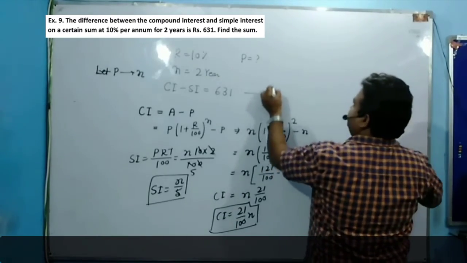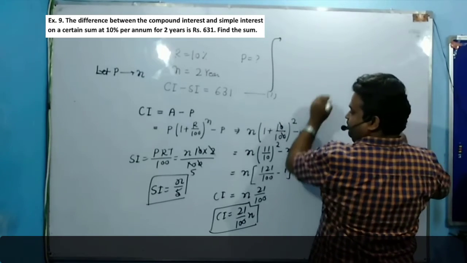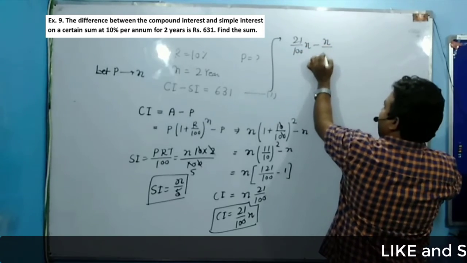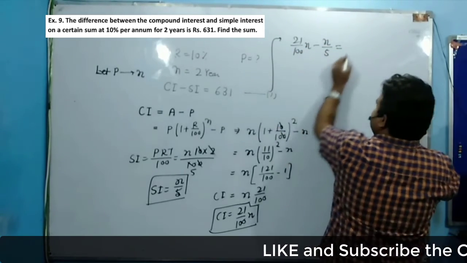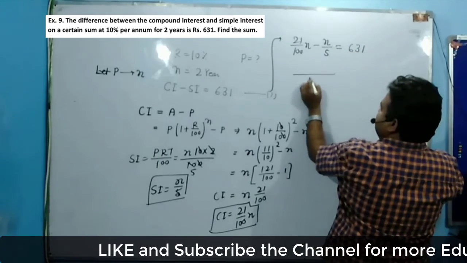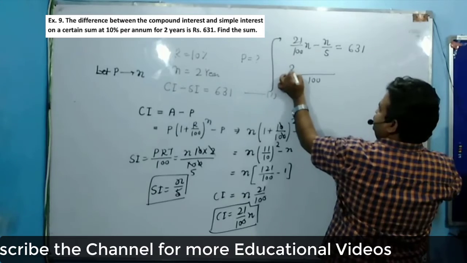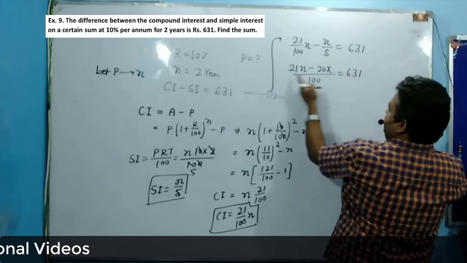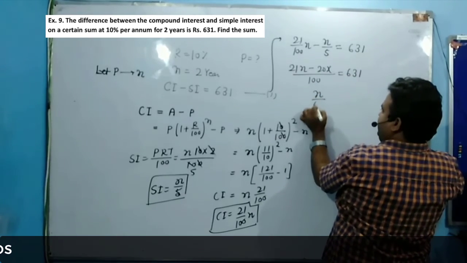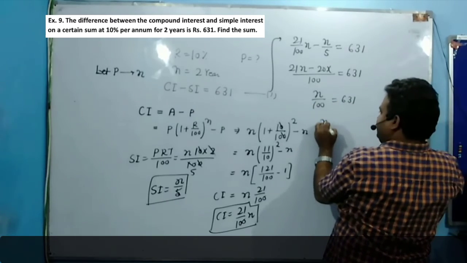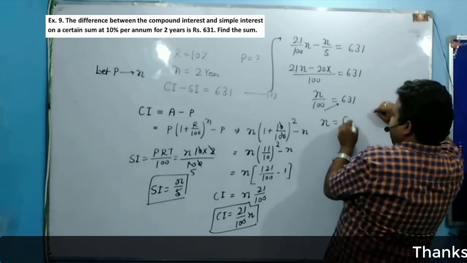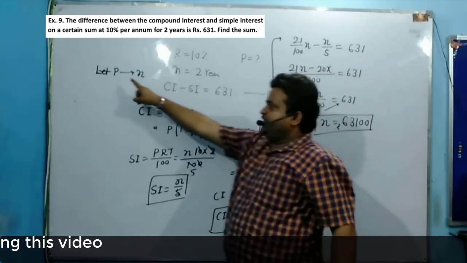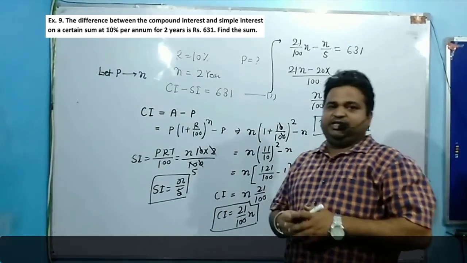I am using this equation to solve my problem. So CI value 21 by 100 x, minus SI value x by 5, is equal to the difference given to you, 631. So take LCM. LCM is 100. So this is 1 times, this is 21x minus 20x, since 20 times gone. So it comes 21x minus 20x, x by 100, that is equal to 631. So what is your principal value? You need to cross multiply. This value is 63100. So this is the amount of your principal money, the sum asked in the question. Okay.